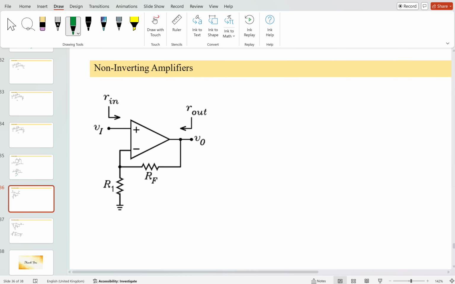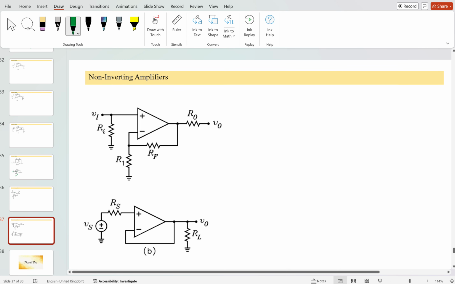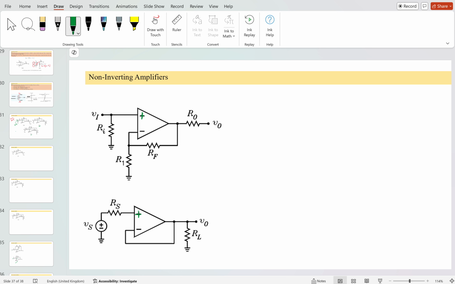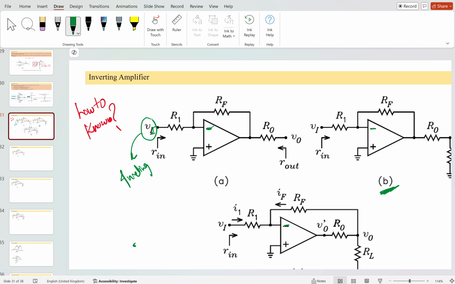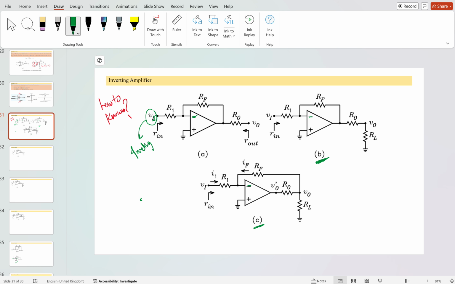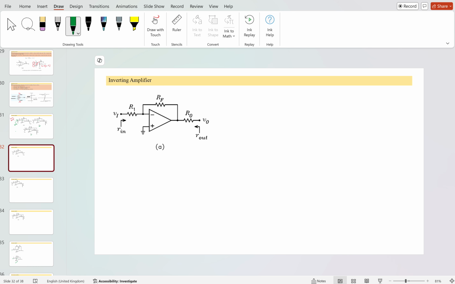Suppose I take this example. Here the input is connected to the positive, so it is non-inverting. In these two examples also, the input is connected to the positive, so that's why it is non-inverting. Here also the positive is connected to the Vs, so that is non-inverting. This is an important point for judging whether the op amp is inverting or non-inverting.